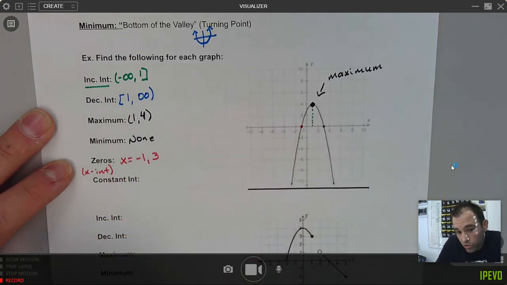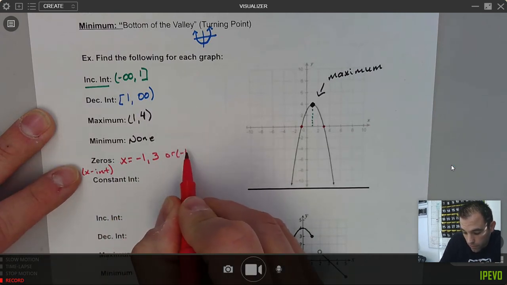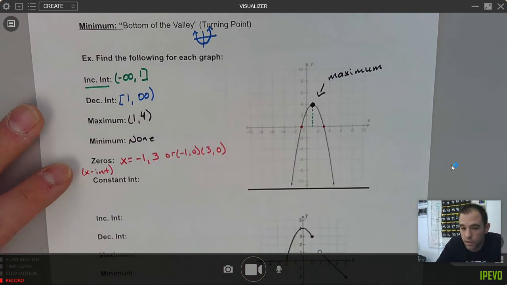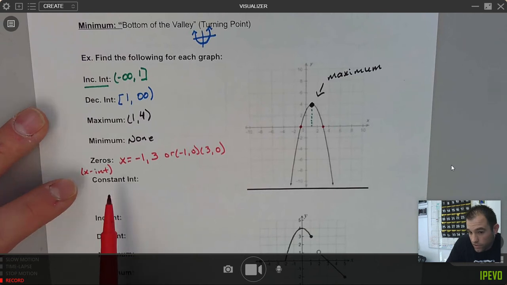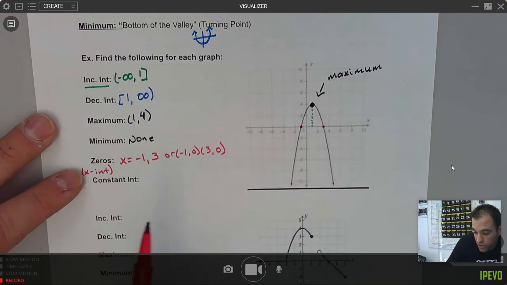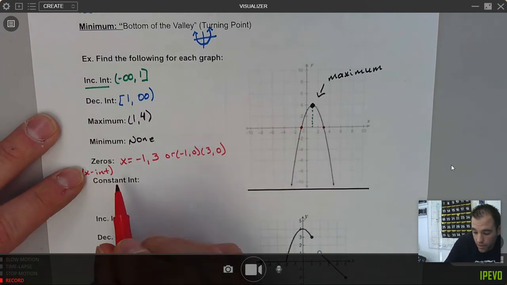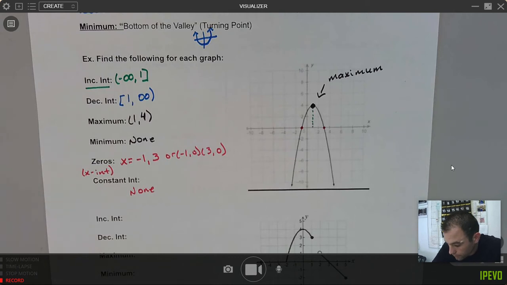You could also write those as ordered pairs. So you could write it as (-1, 0) or (3, 0). Either one of those is acceptable. They both work just fine. The last question is a constant interval. This graph doesn't have a constant interval. A constant interval would be a straight line going side to side, meaning it's not going up and it's not going down. So this one does not have a constant interval.